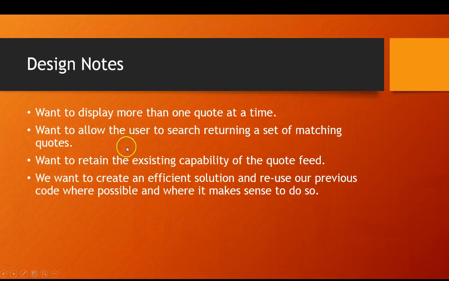So now we're going to refactor. We want to be able to display more than one quote at a time, and we didn't design our app to allow for that. So right now, it's really locked in to only showing a single quote at a time. We also want to allow the user to search, and that will return a set of matching quotes. And again, we're going to show those not one at a time, but all at once. And then we also want to retain the existing functionality that we built in with the quote feed.